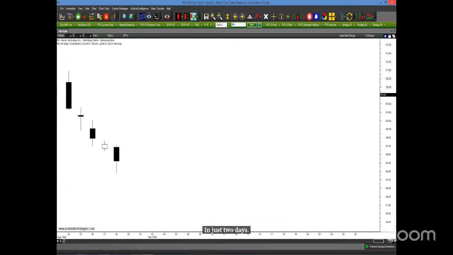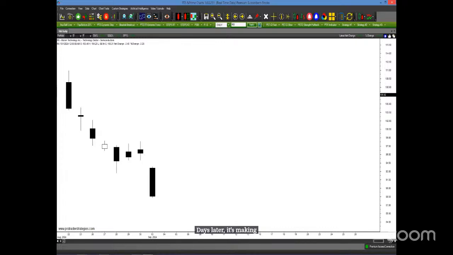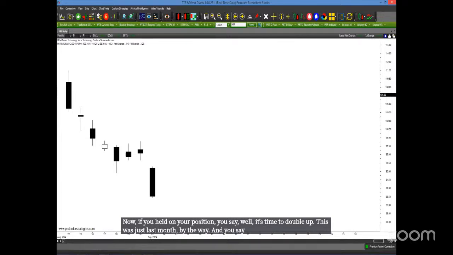Here's another example of Micron. Stock is going lower. Now, if you tried to buy this thing and like, well, you know what? I think it's oversold. I'm going to buy it. Well, this is what usually happens with trend reversal tools that are faulty, that don't have a lot of consistency, because you jump in and buy, and then days later, it's making new lows. Now, if you held on to your position, you say, well, it's time to double up. This was just last month, by the way. You say to yourself, well, I'll buy some more. That way, it doesn't have to go up so high for me to start making a profit. So you buy some more, and then this happens, right? Look familiar to anybody?